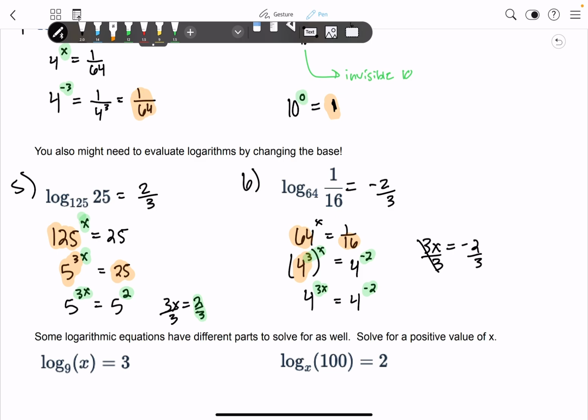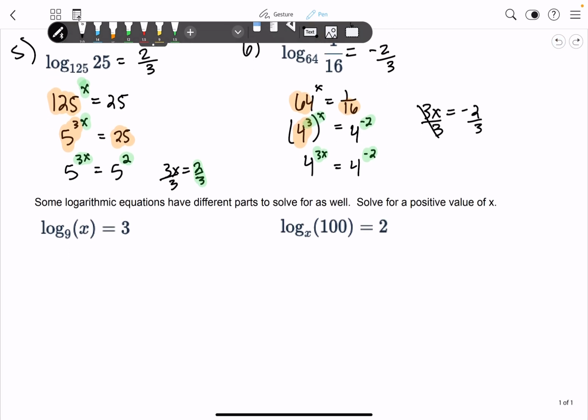Just to be super redundant, 64 raised to the negative 2/3 power equals 1 over 16. Oh, I was using the wrong colors. Okay.